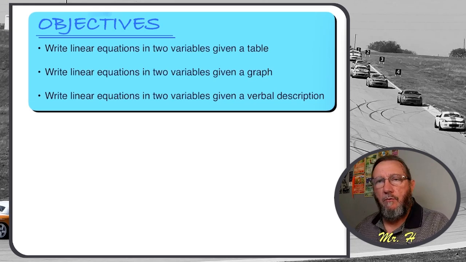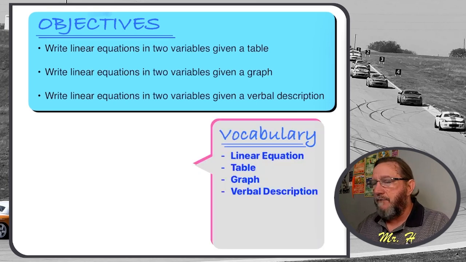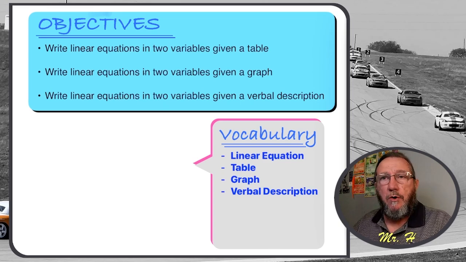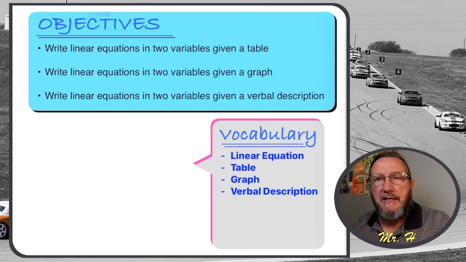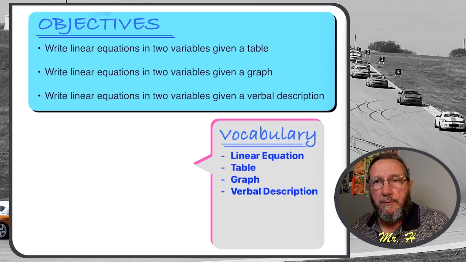Now, in working those kinds of problems, we did have some vocabulary that went along with that. We talked about what linear equations were. We said every line has a name, and that name is its linear equation. And we have to be able to find those names when we work in our mathematics algebra class. We can get that information from tables, graphs, and verbal descriptions. You have a better understanding now than you probably did back then.